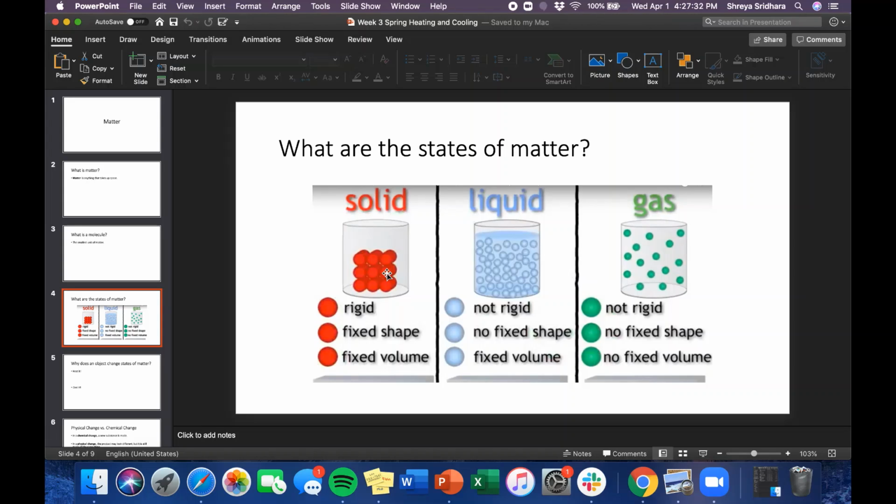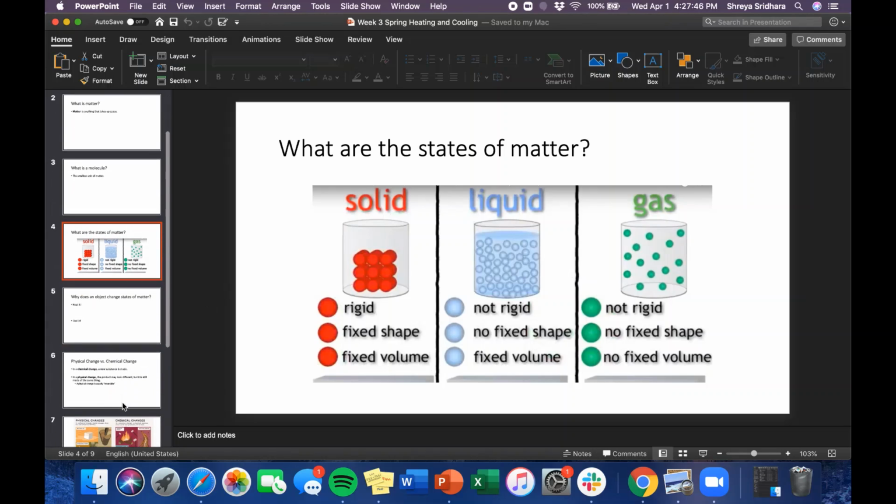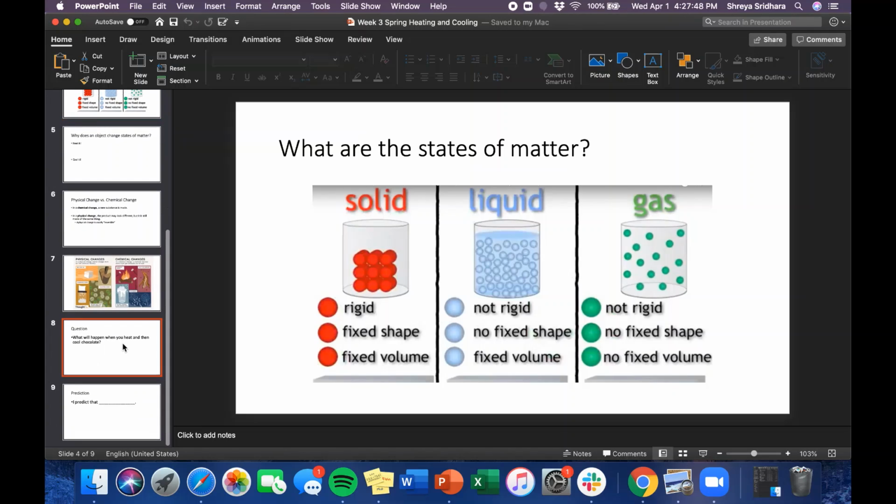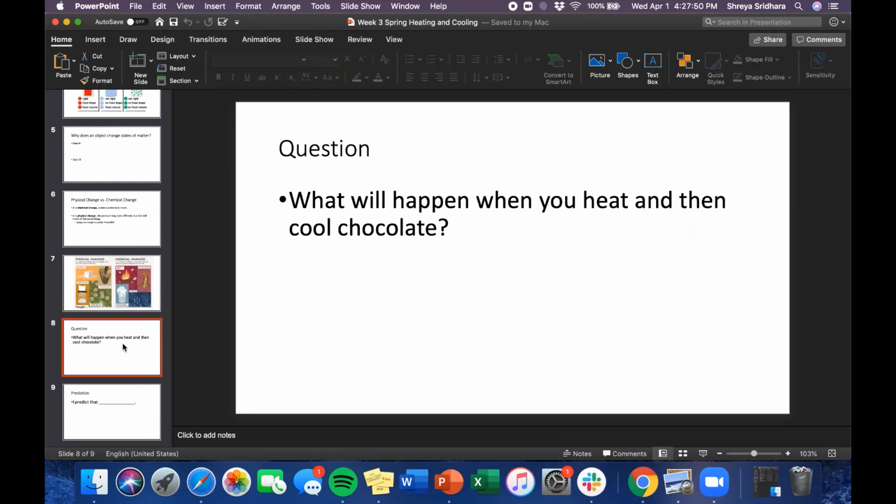And then they kind of can deduce that gases are hotter than liquids, which are hotter than solids. But that takes a little bit more reinforcing, but that's the premise of this whole lesson. So that's perfect. So the question I have for them is what happens if you heat and then cool chocolate?